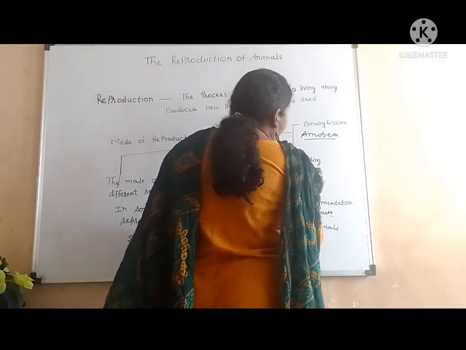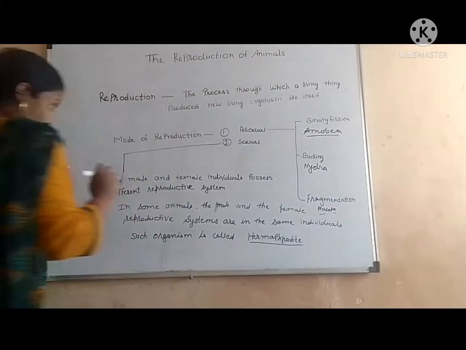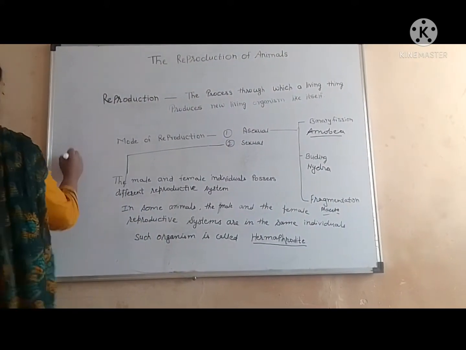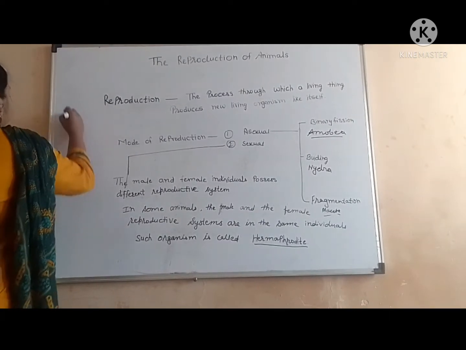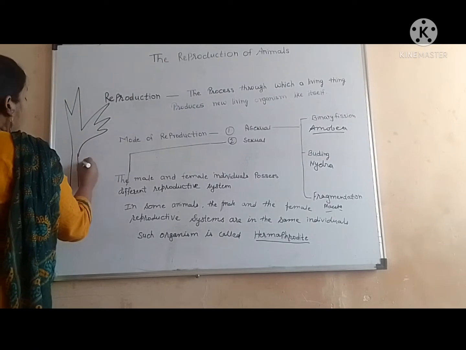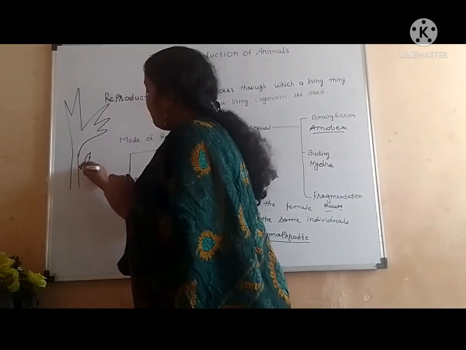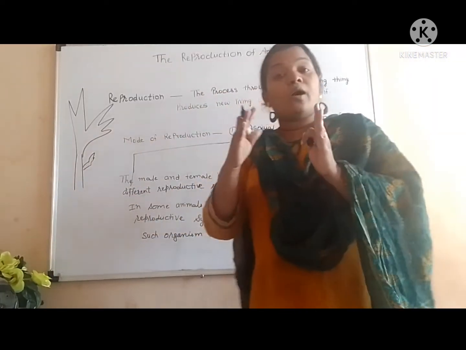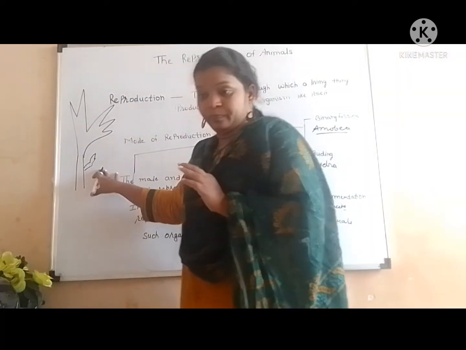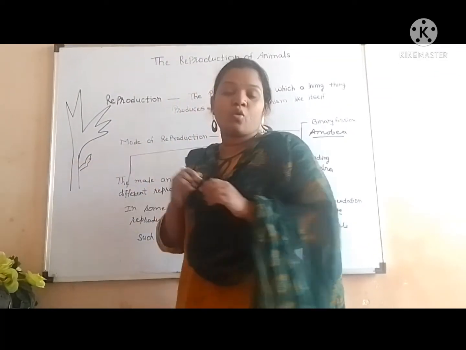Now, the next example is hydra. What happens in hydra? A new bud occurs. After this bud grows into an individual organism, it is cut from here and makes a new organism.